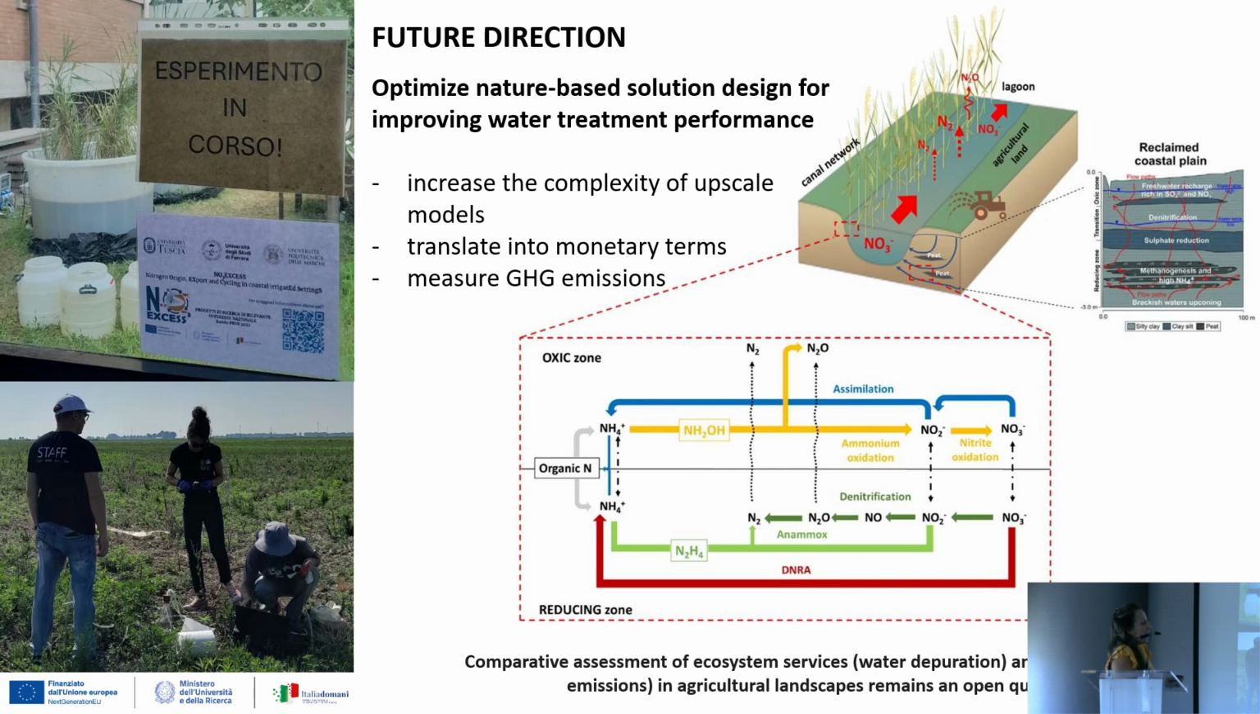And again, it's important also to translate this function into an ecosystem service, so translate into monetary terms. And last but not least, also to try to measure the greenhouse gas emissions, because it's important to assess both the ecosystem service, the water depuration, but also to consider this service, for example the N2O production, that is also a product of denitrification in some particular cases.